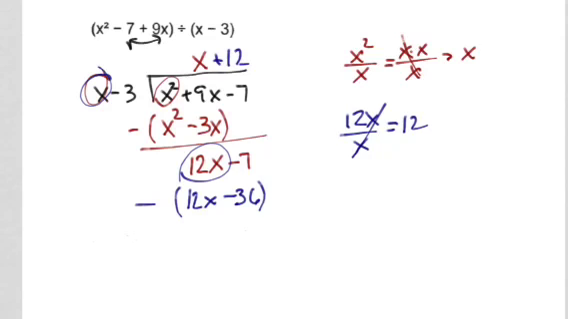And we want to subtract this. So the 12x minus 12x makes 0, and then negative 7 minus negative 36 makes positive 29. And that's our remainder. We don't have any more numbers to bring down.